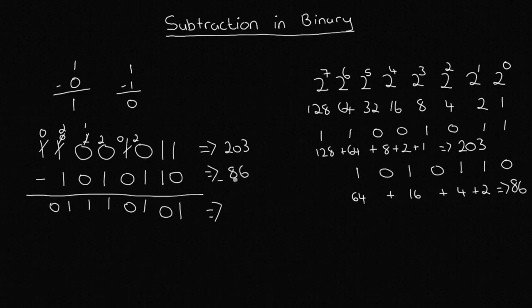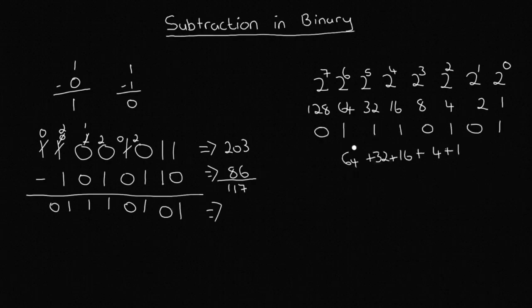If we want to take these two numbers away, it would leave us with an answer of 117. So this number down here must equal 117. Let's check it. We've brought our binary number over, and we know it's equal to 64 plus 32 plus 16 plus 4 plus 1. And if you put this into your calculator, you'll find that it's equal to 117. And 117 is our answer.